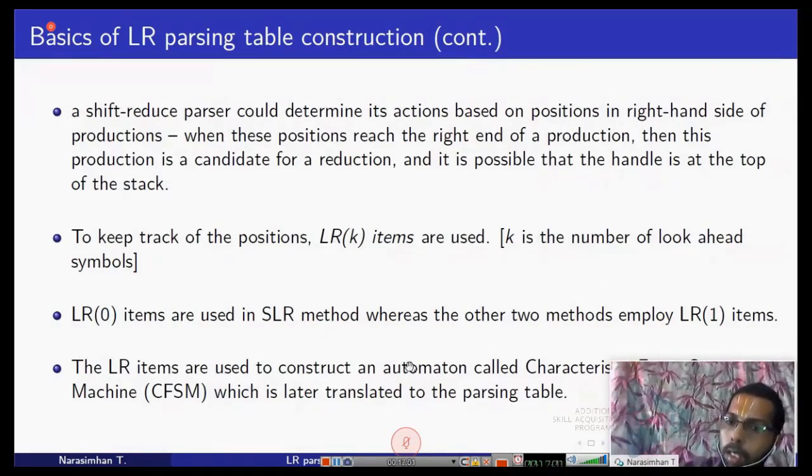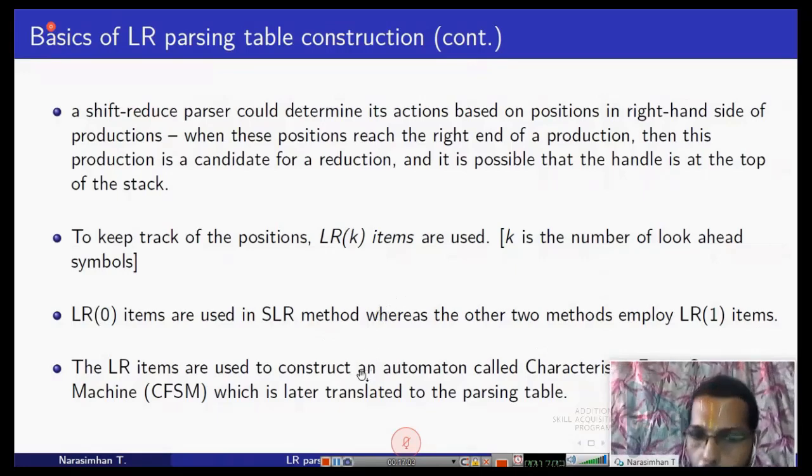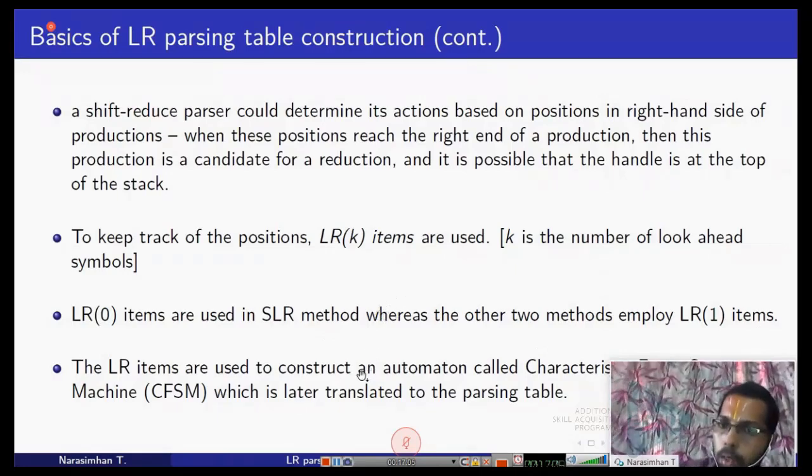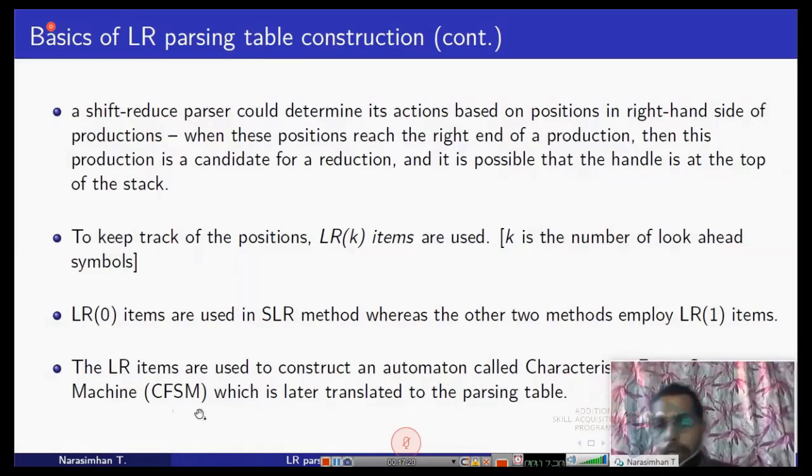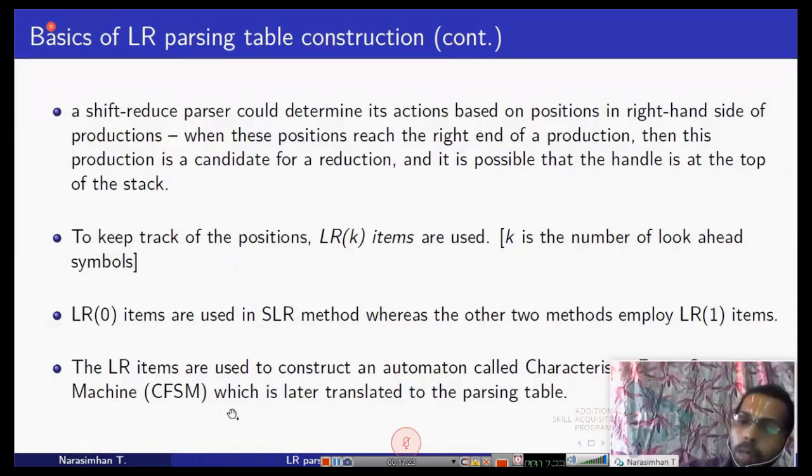Once the LR items are constructed, we are going to construct an automaton, a finite state machine, which is known as the characteristic finite state machine. It will be abbreviated as CFSM. Later, this CFSM is translated to the parsing table.